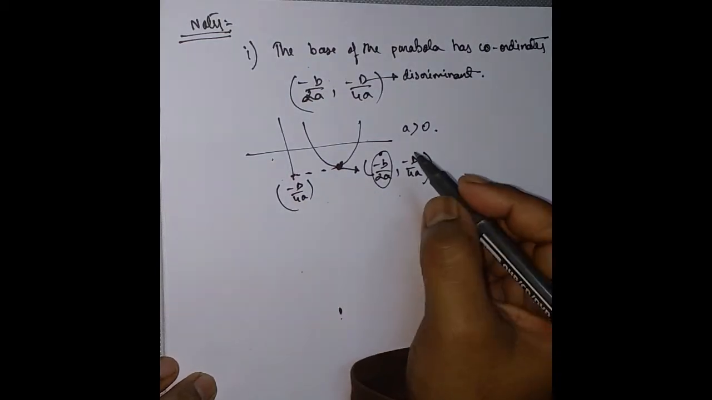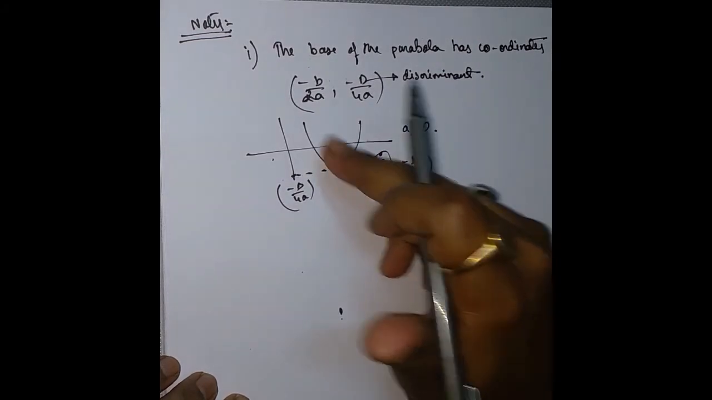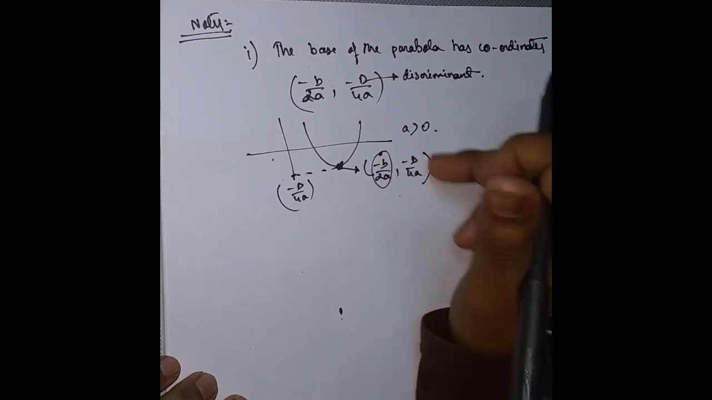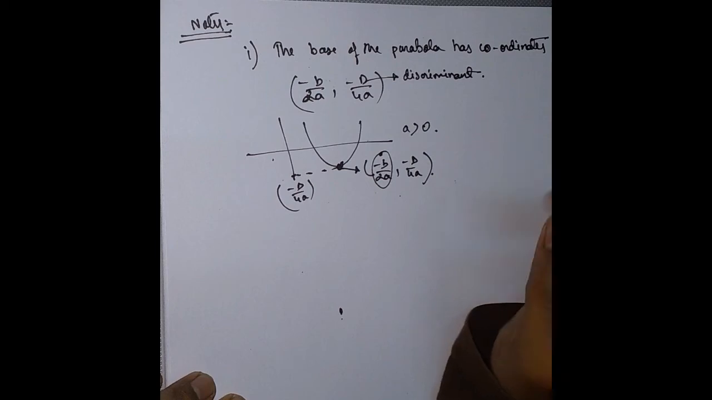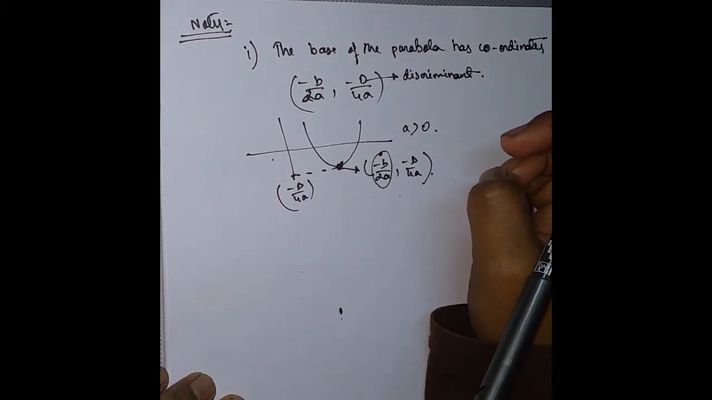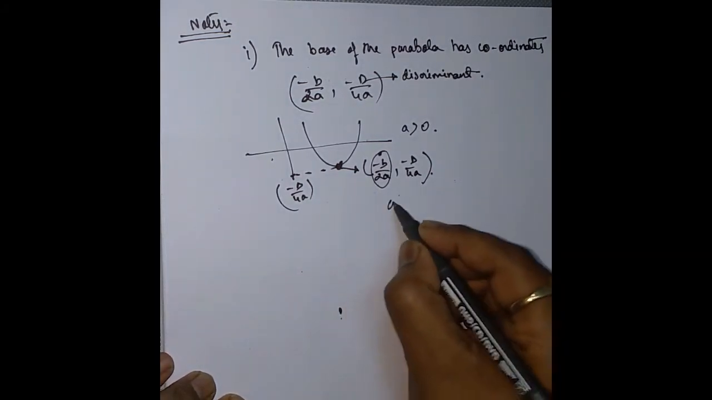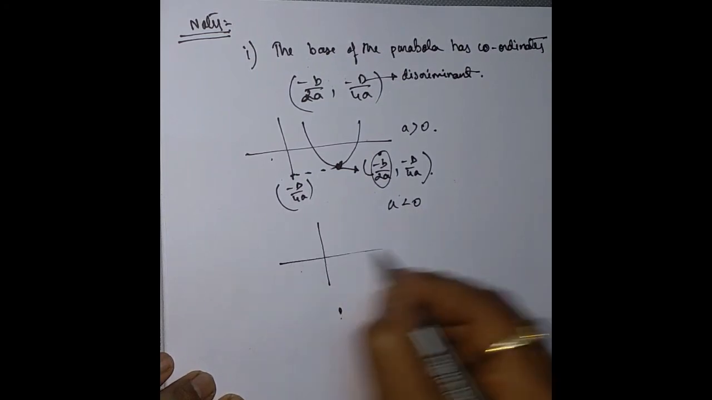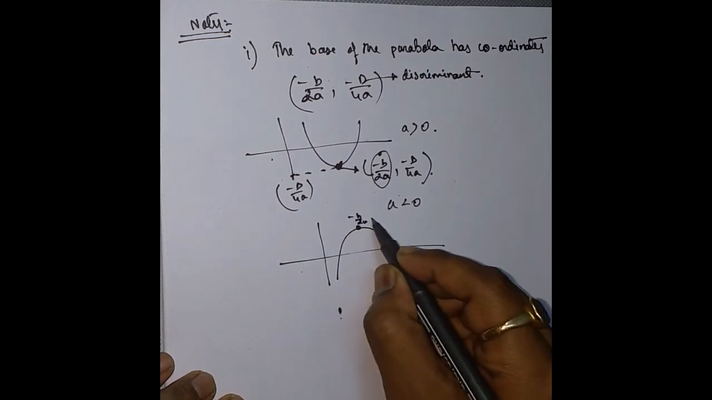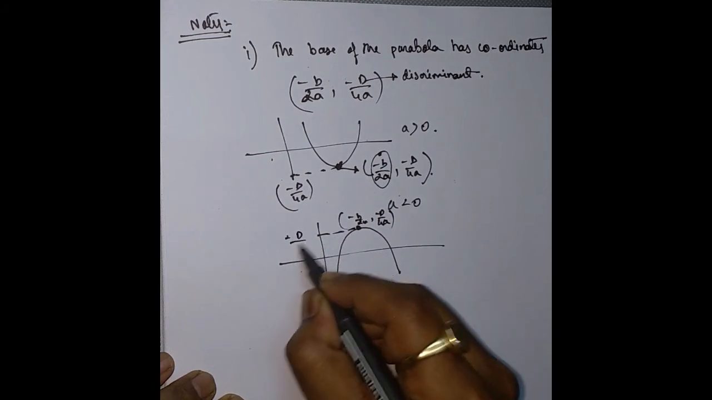Now if you find a parabola which is positive, remember, the lowest value of the parabola will always be minus d by 4a, irrespective of the value of d. Alright, and if a is less than 0, then it will come like this, and the base is minus b by 2a and minus d by 4a. Alright, this part is minus d by 4a.